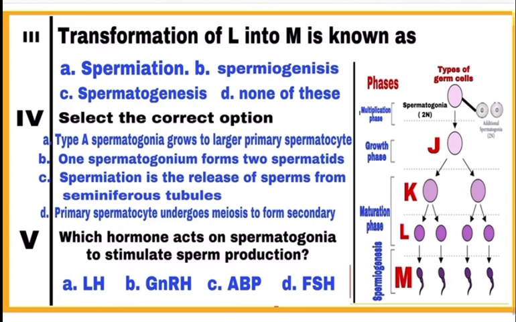Question 5. Which hormone acts on spermatogonia to stimulate sperm production? Pituitary hormone FSH or follicle stimulating hormone acts on Sertoli cells and stimulates secretion of some factors which help in the production of sperms. So, here mark D as a correct answer.